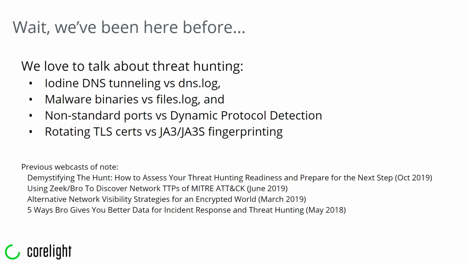or to circumvent host-based detections, or maybe attackers that very rapidly set up infrastructure with rotating TLS certificates, but defenders can still find them using things like JA3 and JA3S fingerprinting. And these are all incredibly valuable techniques, especially as part of an incident response or a threat hunting scenario. So you might ask yourself, well, what's new, what's different, what's changed this time?